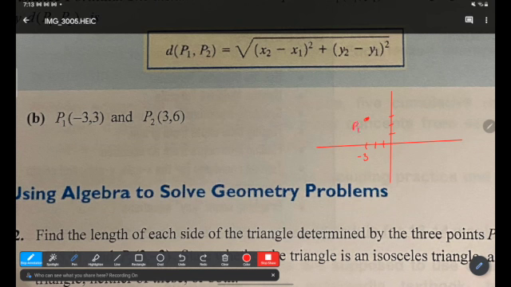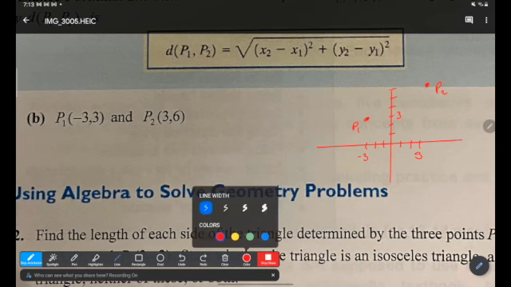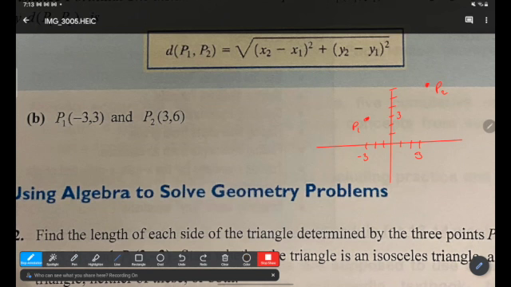And then (3, 6), let's see, it's going to be 1, 2, 3. Let's see, this was 3, 3, 4, 5, and then 6. Somewhere out here, this is going to be our point 2. We're basically trying to find the distance between these 2 points.